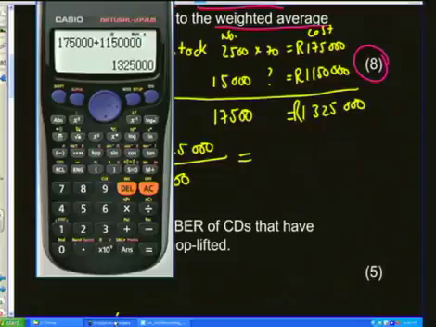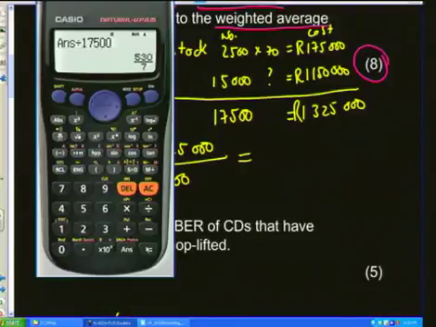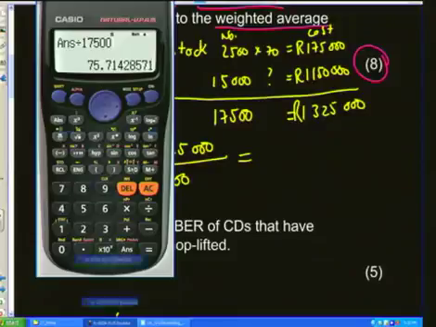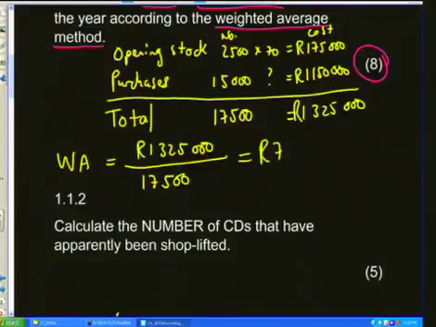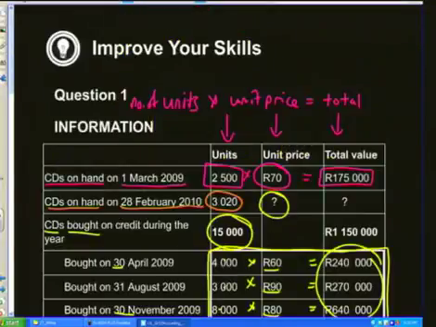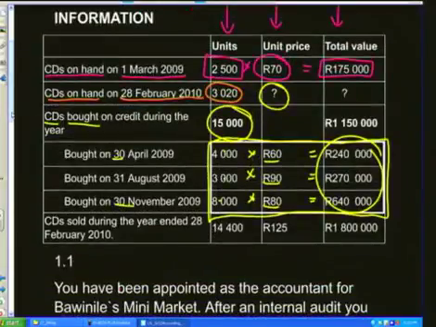So let me just do that. I've still got the 1.325 million on my calculator. Divide by 17,500. That gives me a total of 530 over 7, which works out to 75 Rand and 71 cents per CD. So the weighted average is 75 Rand and 71 cents per CD. That's what one CD costs. And that is the figure that we can then write over here as our CDs on hand. They were each worth 75 Rand and 71 cents.